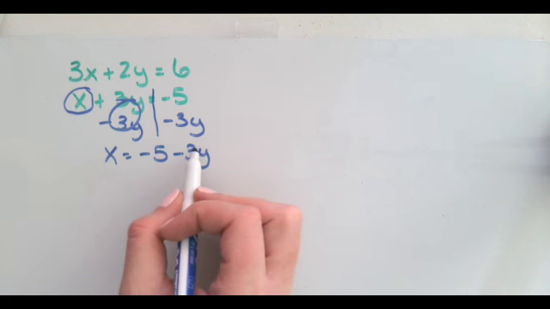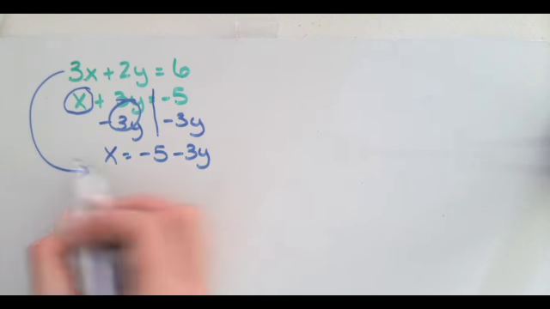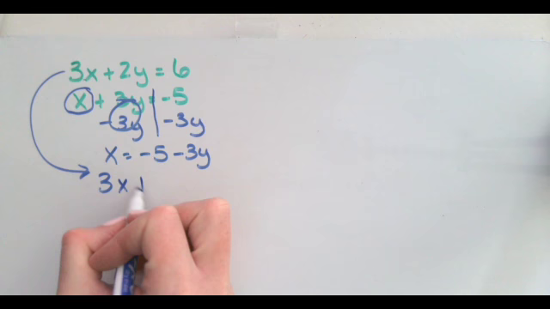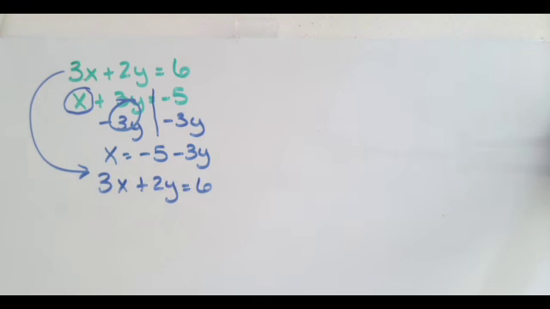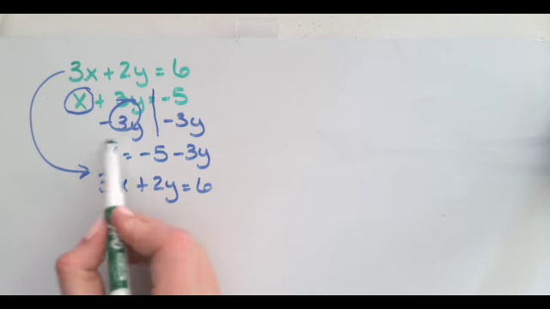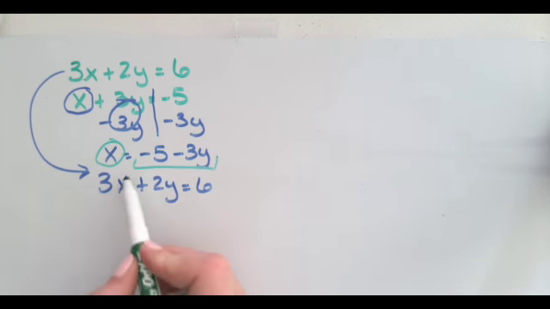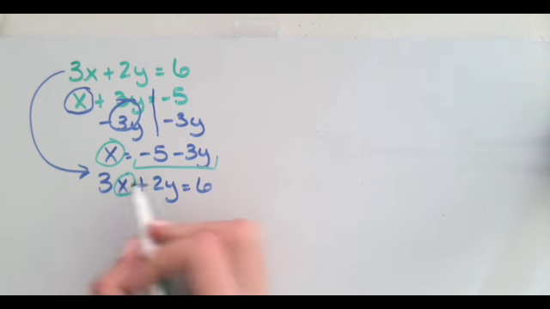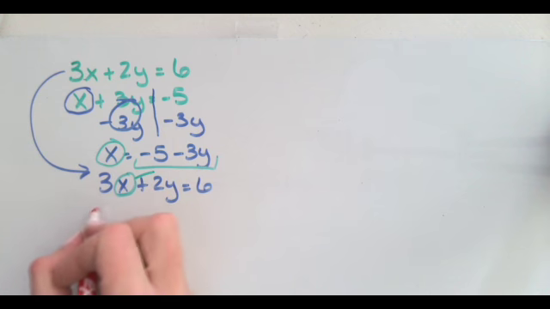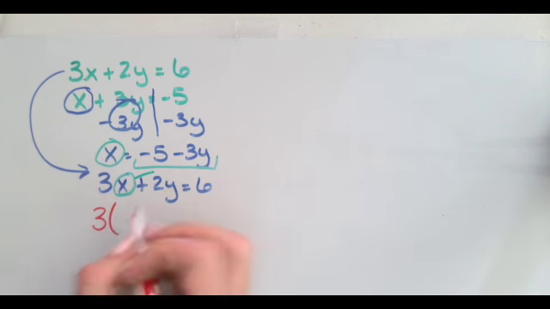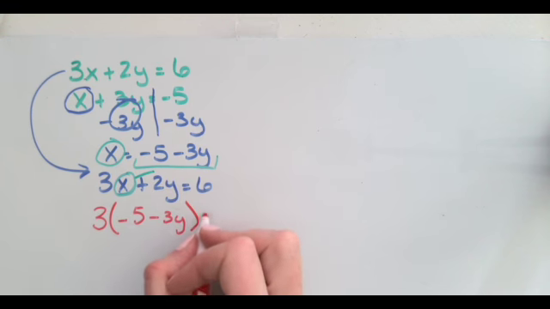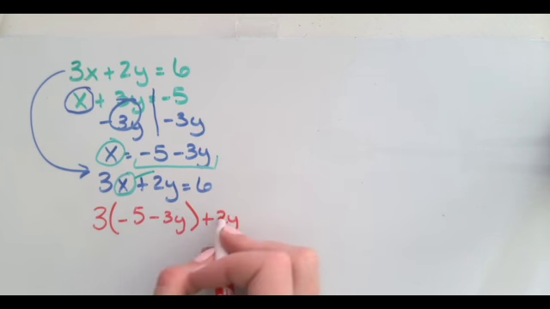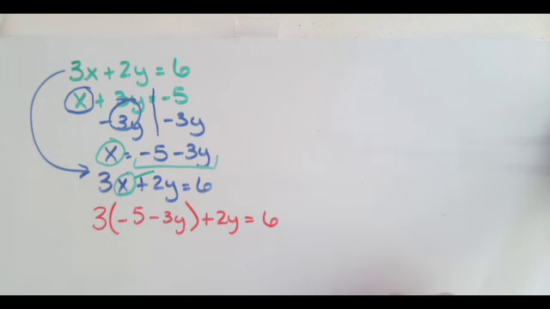I then took my first equation and I lined it up. I said 3x plus 2y was equal to 6. And I said anywhere I see the letter x, I can replace it with this expression. There's an x, I'm going to replace it with that expression. I then rewrote the equation as 3, instead of x, I replaced it with negative 5 minus 3y. And I put plus 2y just to bring down what was left of the equation equals 6.